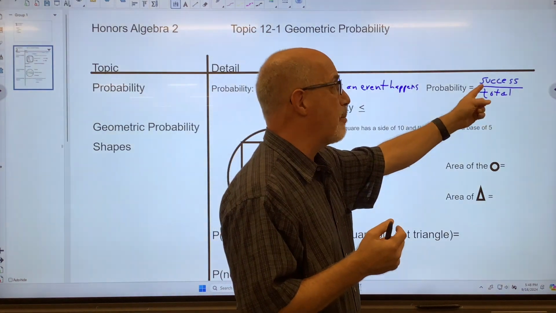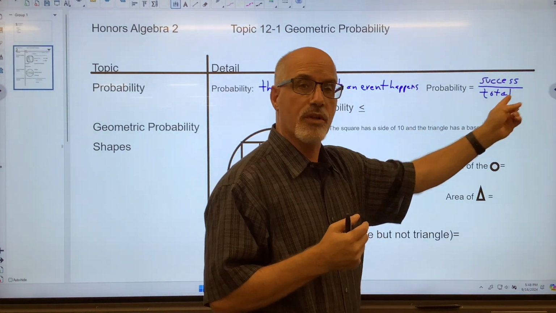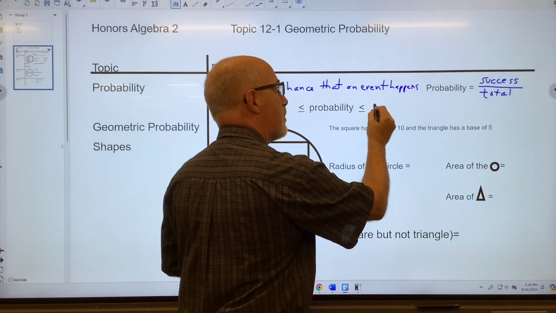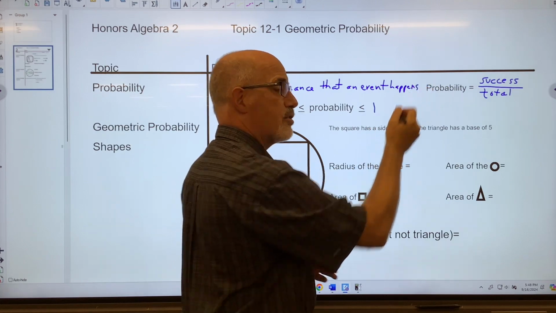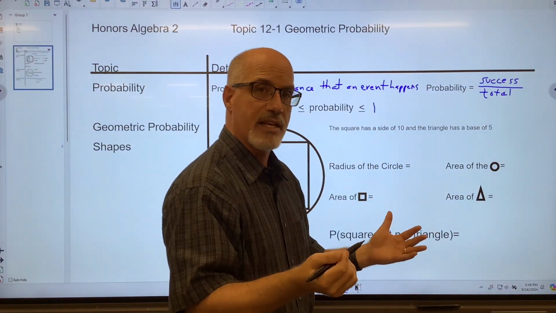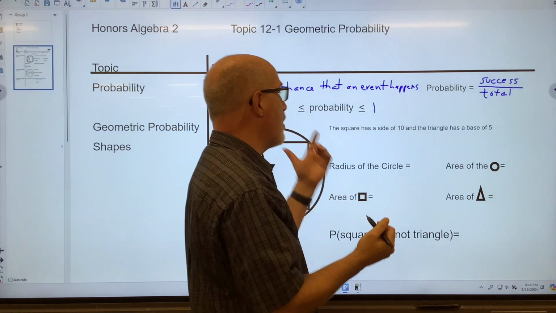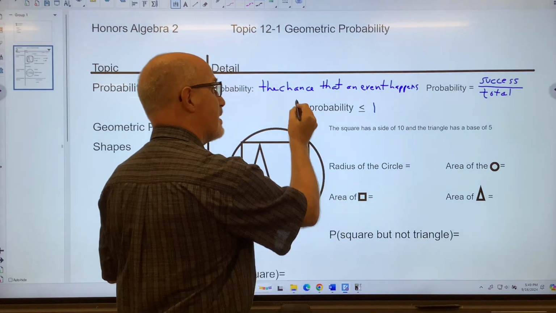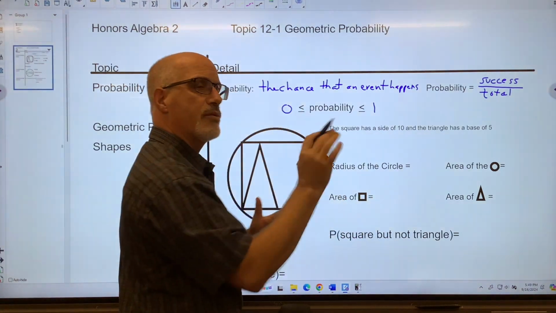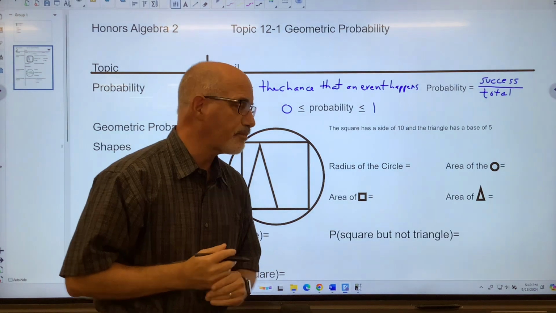So probability always will fall between 0 and 1, because it's success over total. You can't get more than the total, so the largest probability could be is 1, if the success amount was the total, and we have total over total. And the lowest amount could be 0, if we have no success over the total amount.